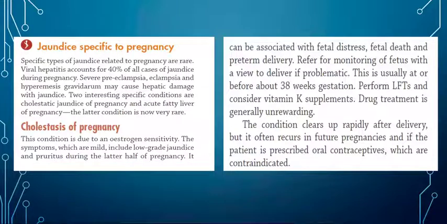Then there is jaundice related to pregnancy. A lot of causes are there which can lead to jaundice during pregnancy. One of the common is viral hepatitis. Sometimes eclampsia, preeclampsia can cause it. And then there are two specific conditions just for pregnancy. One is cholestatic jaundice of pregnancy and the other is acute fatty liver of pregnancy. Acute fatty liver of pregnancy is very rare, but it is a very serious condition.